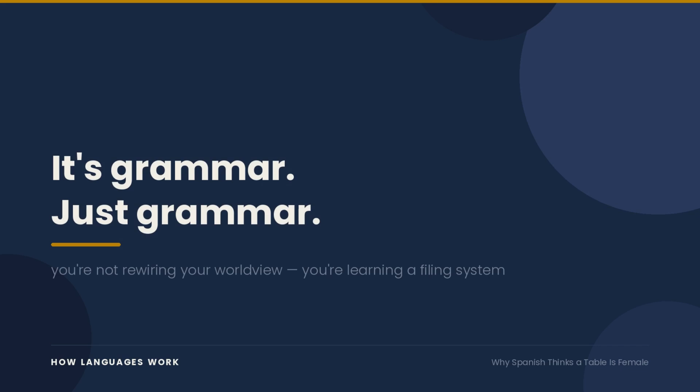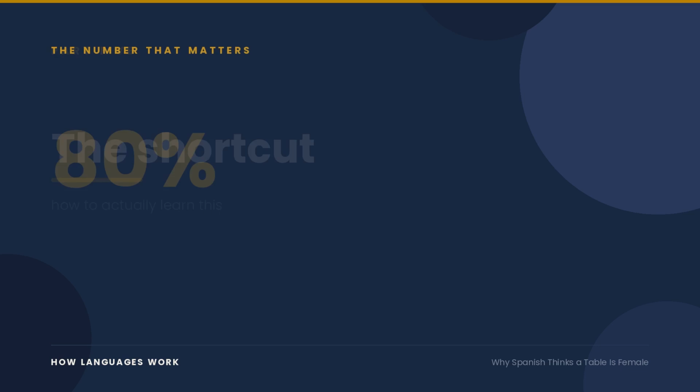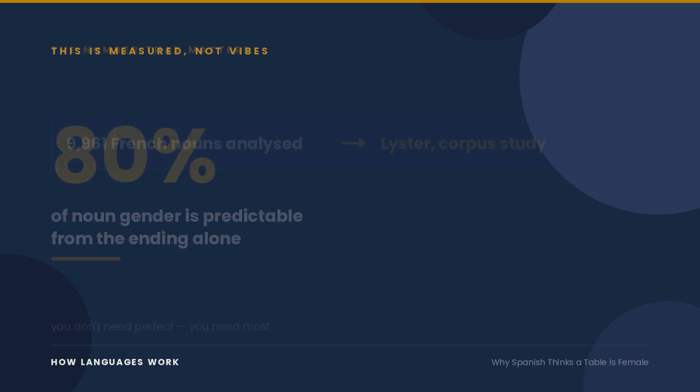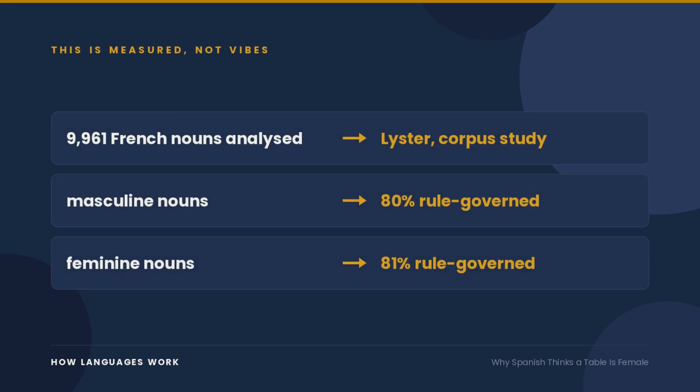Part 5. The shortcut. Bad news. First, no rule works 100% of the time. Good news. You do not need 100%. You need 80. And 80 is sitting right there in the endings. And for French, this is measured. Roy Lister ran nearly 10,000 nouns from a French dictionary and found that about 80% of masculine nouns and 81% of feminine nouns are predictable from their ending alone.